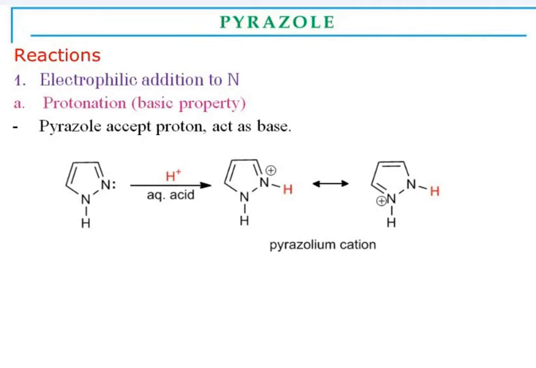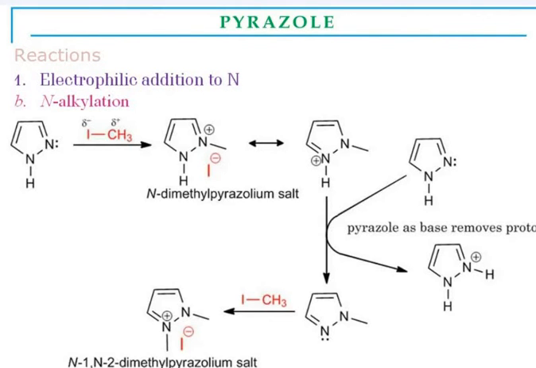Now electrophilic addition to nitrogen, protonation, it is showing the basic properties. The pyrazole accepts a proton and acts as a base. Look at here, and this is the beauty, the pyrazolium cation under resonance conditions. Now N-alkylation, you can see methyl iodide gives the N-dimethyl pyrazolium salt.